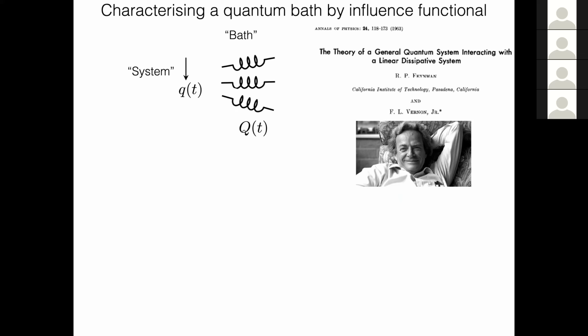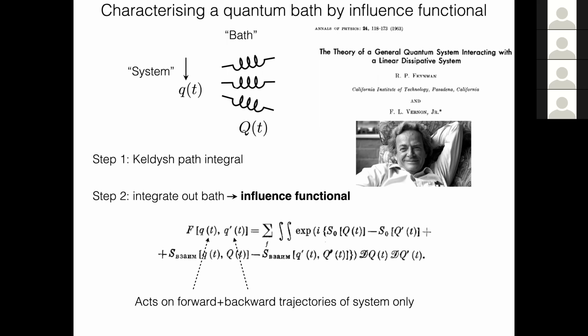This goes under the name of influence functional. So the idea is the following. Let's say we have some simple quantum system, such as a spin described by coordinate q of t, and it's coupled to a bath, which I'm going to describe by coordinates capital Q of t. Then you can write the time evolution of this combined system using the Keldysh path integral.